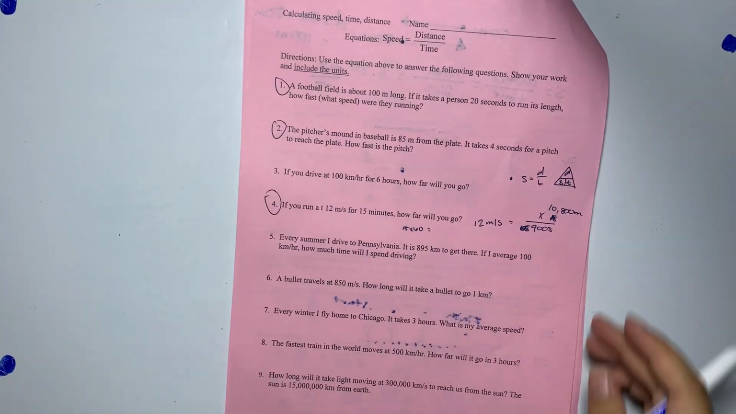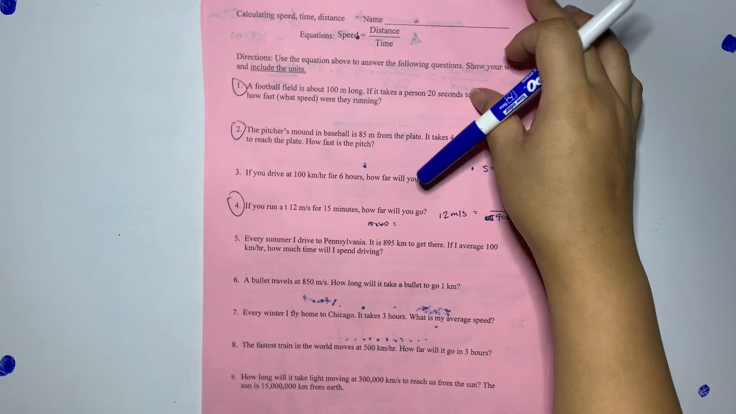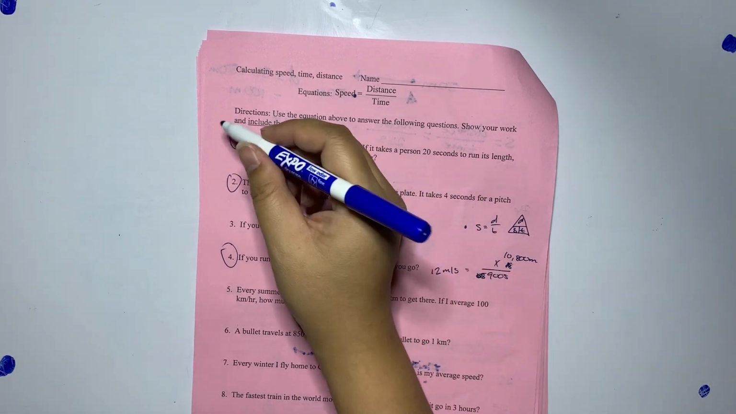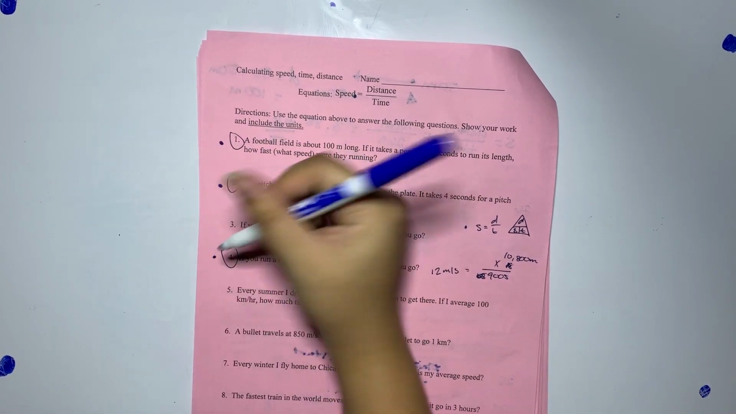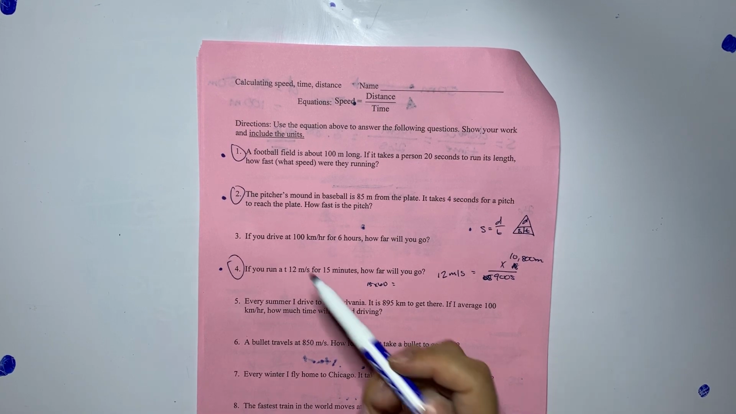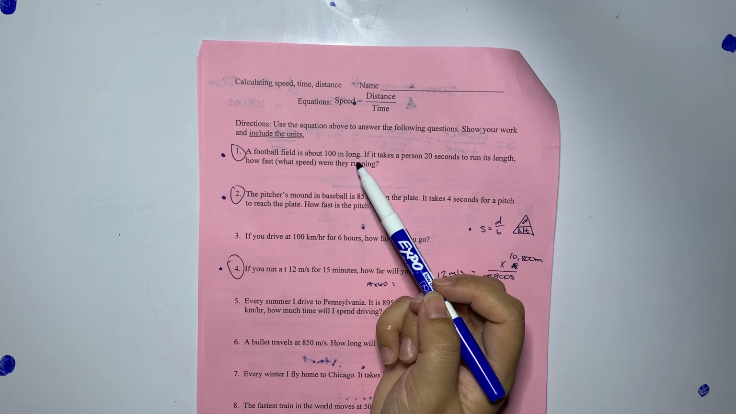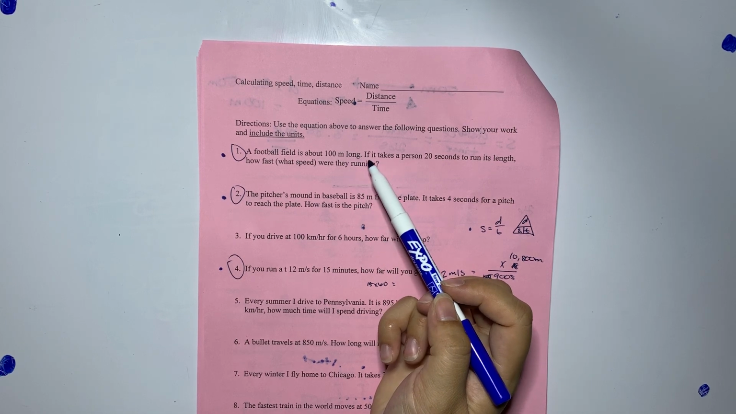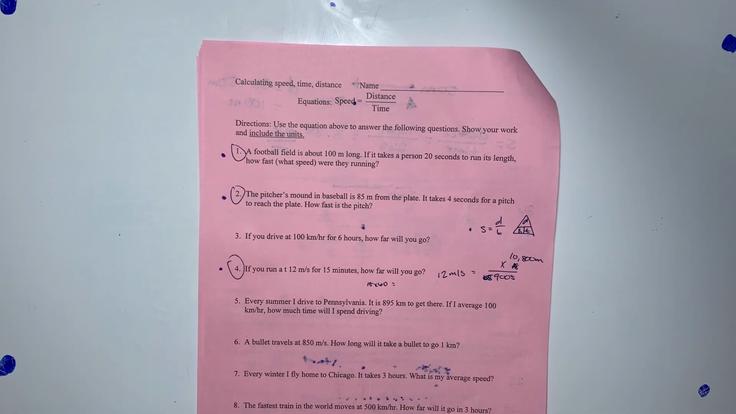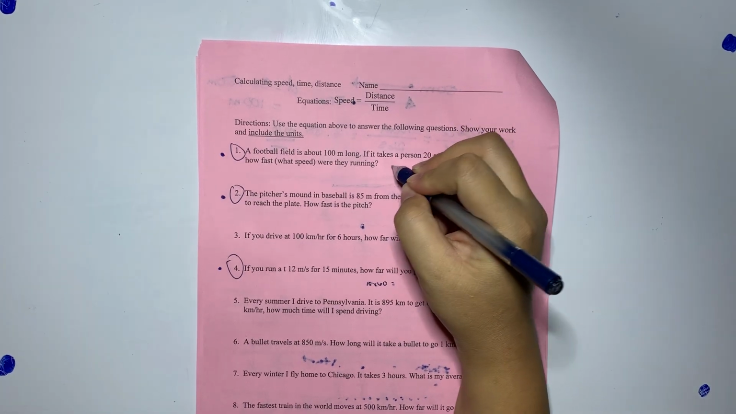Your next worksheet is going to be this one. These are very easy. They give you your numbers, you're just plugging them in. Just pay attention to number 1, number 2, and number 4. Simple plug-it-in ones. For example, number 1: a football field is about 100 meters long. If it takes a person 20 seconds to run its length, what is the speed they are running? Super easy.